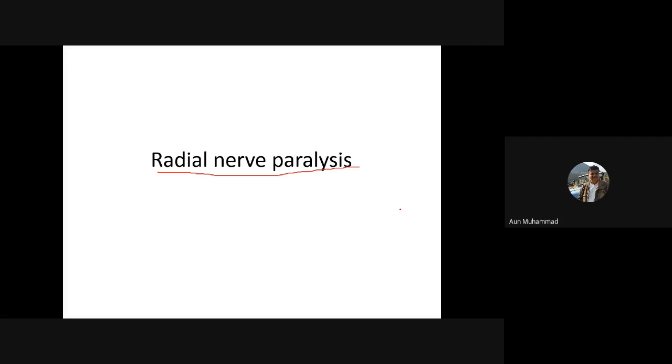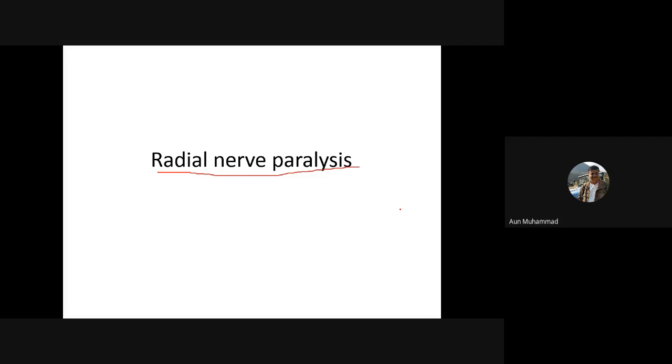So these include the extensor carpi radialis, and there are other 2-3 important extensor muscles. The important function of these extensor muscles is to cause the extension of the forelimb. So when this nerve is damaged, it may lead to paralysis of all the extensor muscles of the forelimb.